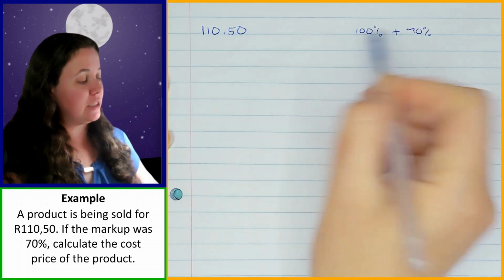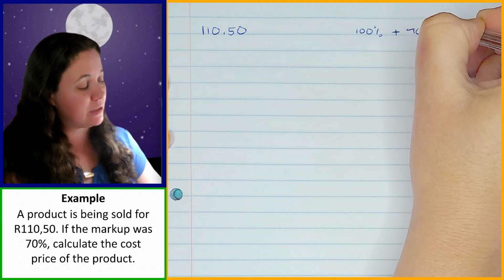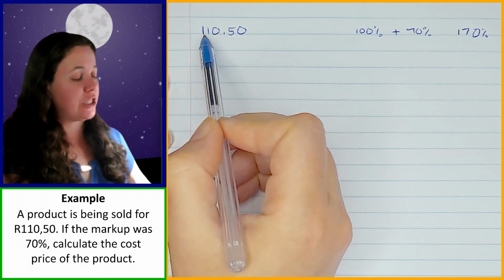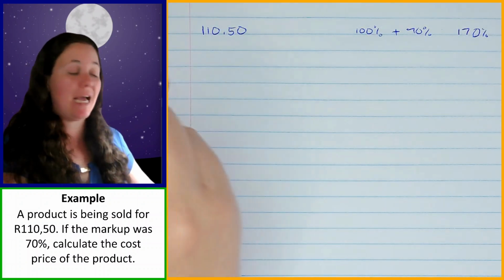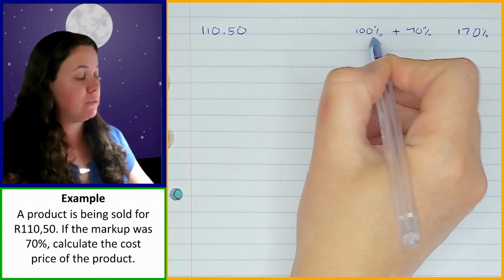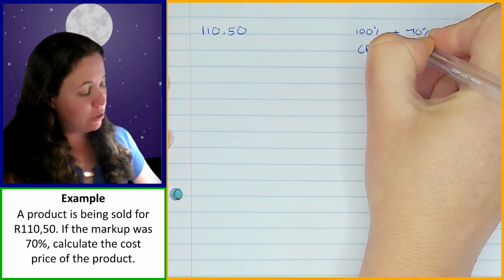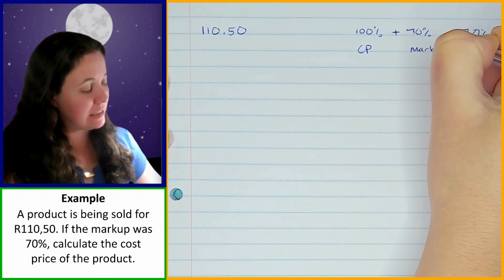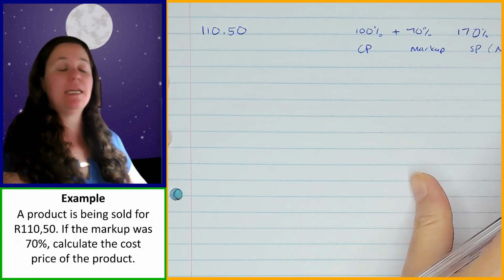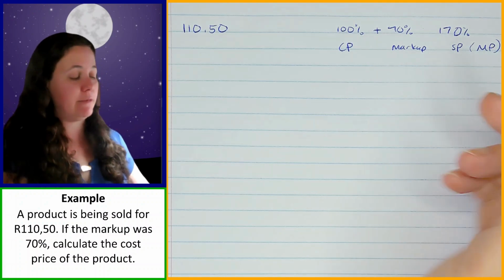So over here, this 110 Rand 50 is actually 170% of what the cost price was. Okay, so we're going to take this, we're going to divide by what we have. We have the 170%. It is the cost price plus the markup. This is the cost price, this is the markup, and this is the selling price, or the marked price. In this case, they're the same because there is no discount. Okay, so the selling price and the marked price are the same as each other.